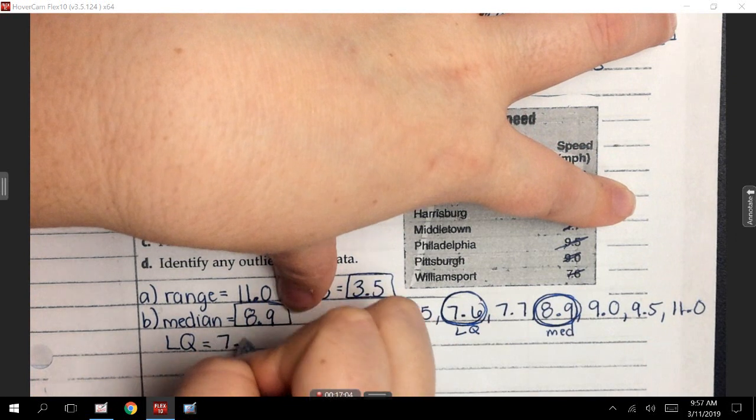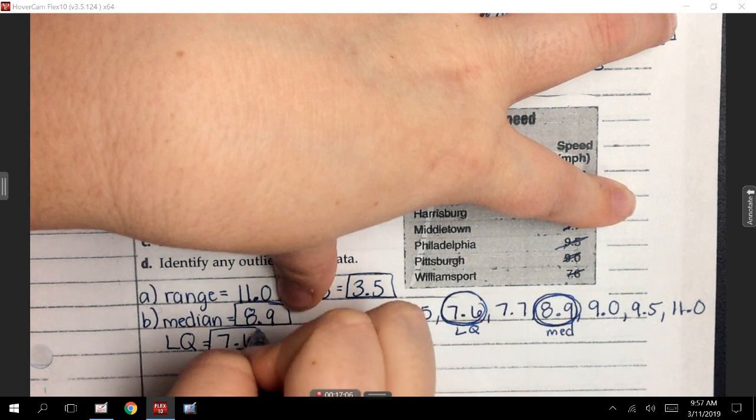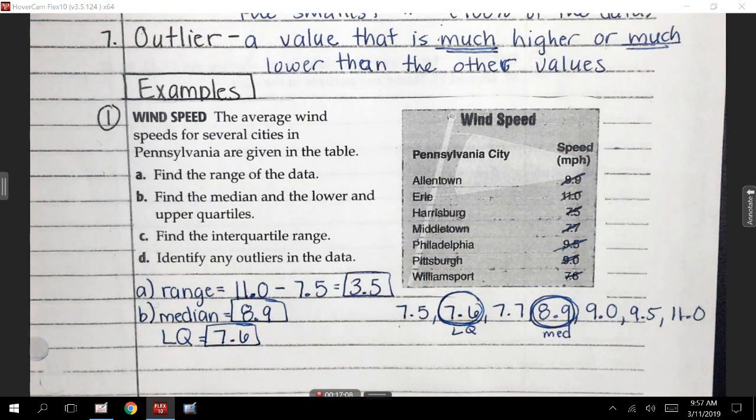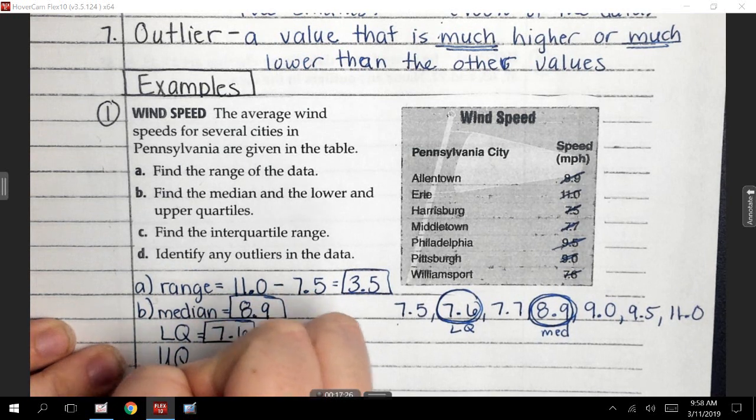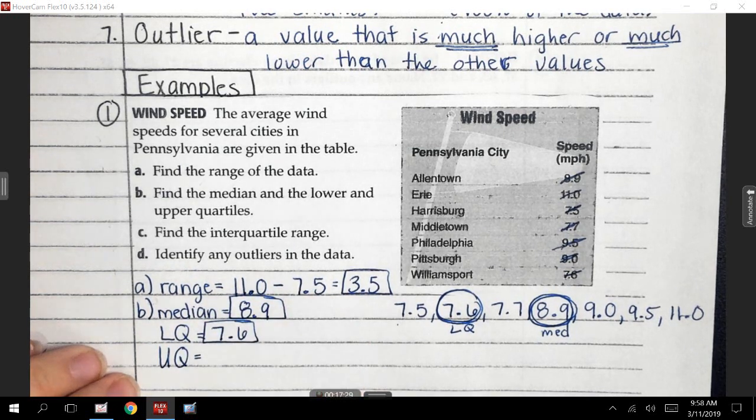So 7.6. Now, guys, I want you to think back. Sometimes we'll have two numbers in the middle. What would I do if there are two numbers in the middle? And this is in the median, for the LQ, for the UQ. If there are two numbers in the middle, what do I do, Jordan? I would add them and divide by 2. We're going to find the middle of the middle numbers, basically. All right, let's do our UQ. What is my UQ going to be here? My UQ, Gabe?